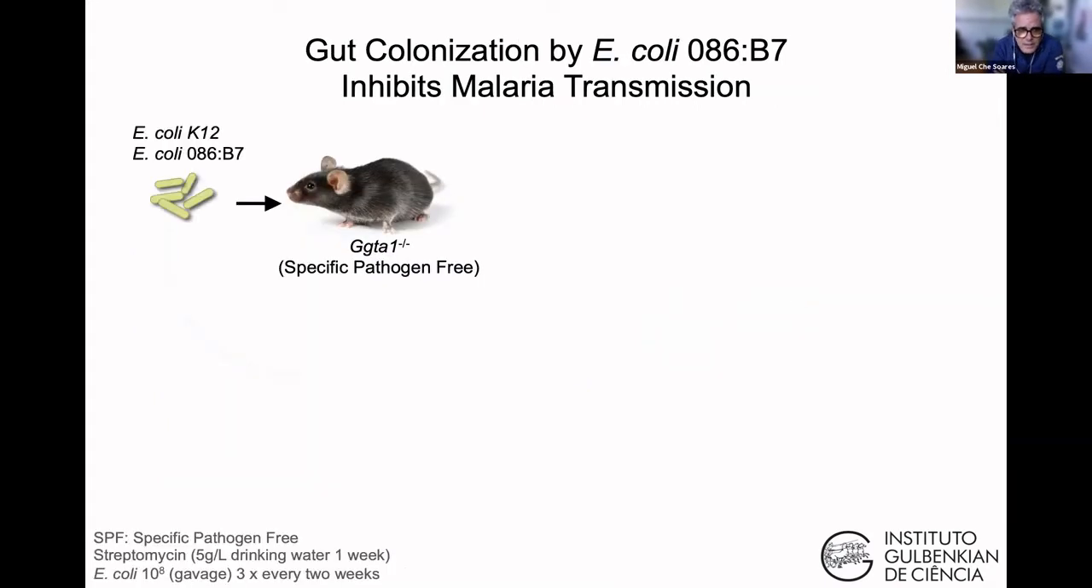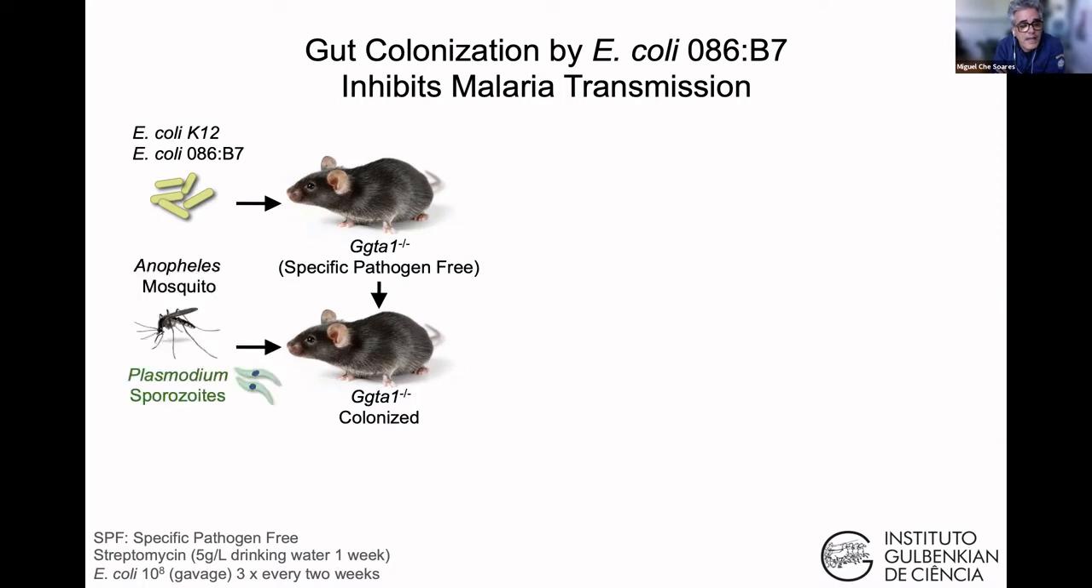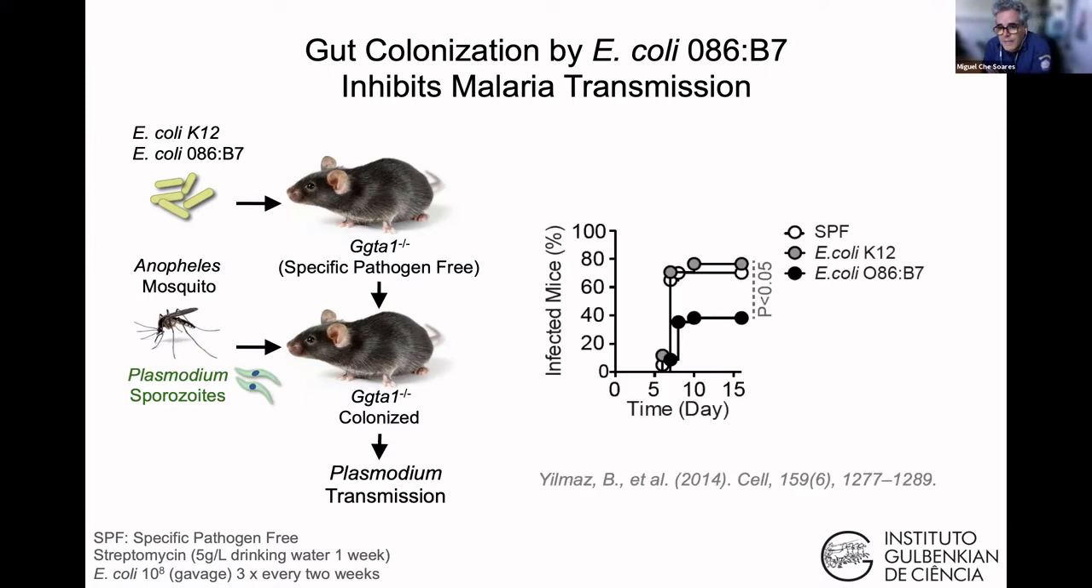So Bati tested this functionally. We colonized the mice using the same approach I described before, with bacteria that express alpha-gal or not. We wait for the colonization to occur and for the antibodies to rise, and then we expose them to Plasmodium sporozoites that express the glycan and assess Plasmodium transmission. What Bati found, to our astonishment, was that the E. coli O86:B7 that expresses alpha-gal is now protecting against transmission. One would not expect full protection, because humans still get infected, but it's a very significant one.